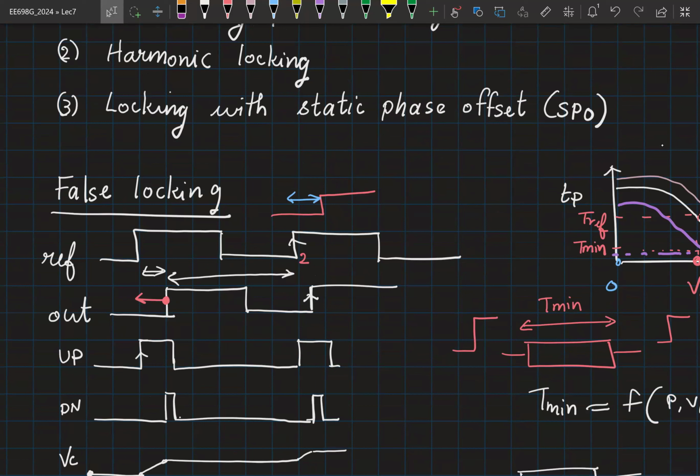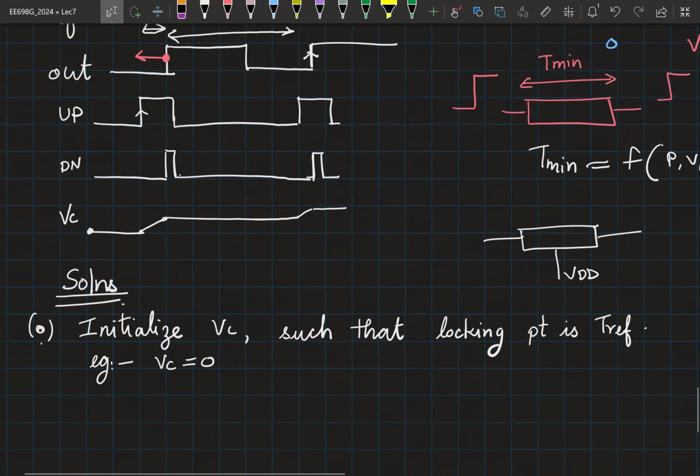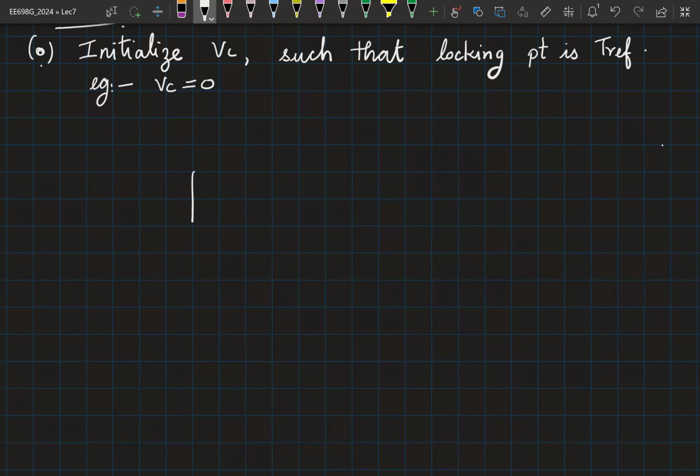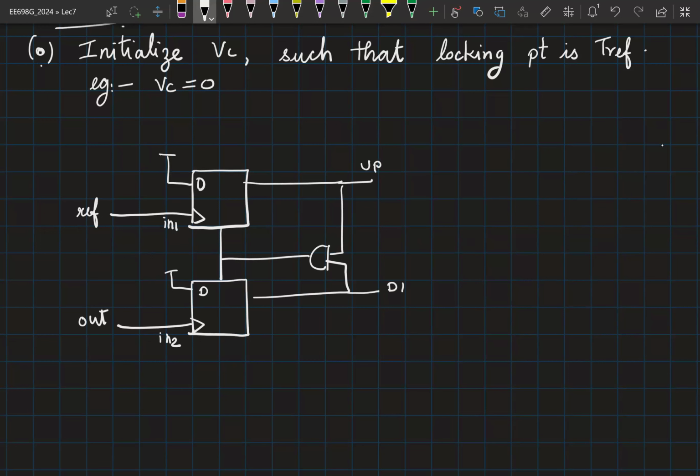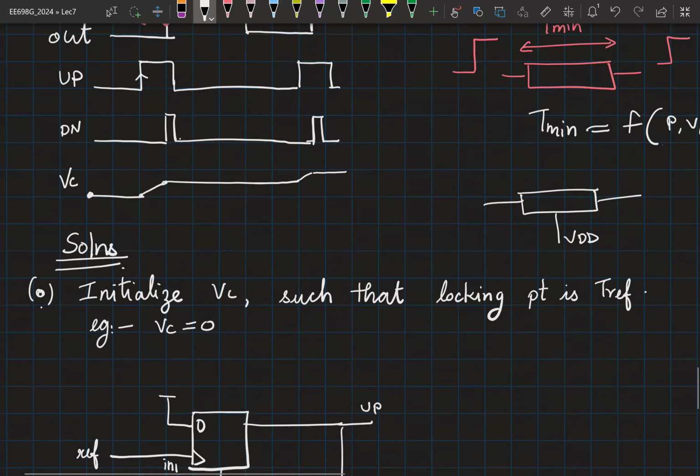So clearly, we have to modify the PFD circuit somehow, because that is the module that is detecting the delta. So this D, reference is now your N1 signal. Your out is the N2 signal. And then you generate up and down like this. Ignore the reference's first edge, then down will go high before up. Correct. And we will draw out current.